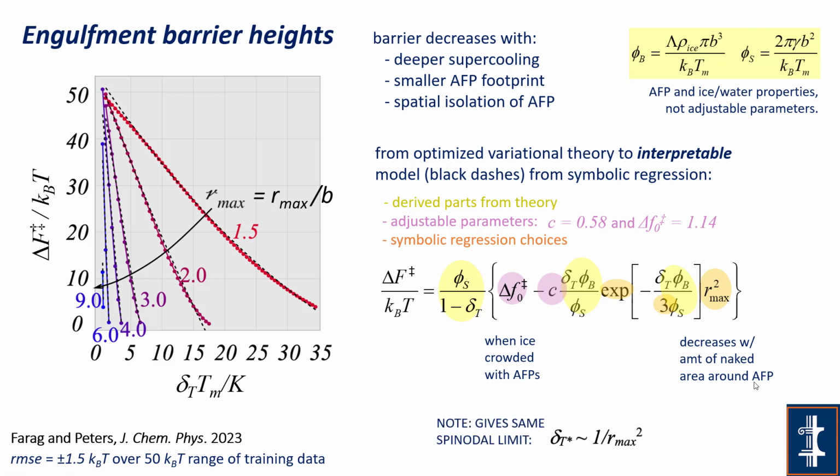One of the things to note here is that even though we're now able to say things about the free energy barriers at conditions before you reach the spinodal, we do get a consistent spinodal limit prediction with the one of Patel and coworkers. If you just set this free energy barrier to zero, you recover a condition for the spinodal, and you find that that coincides with a critical supercooling that scales as 1 over the squared distance between the antifreeze proteins. So that is consistent with their results, and we're getting it from a different route.